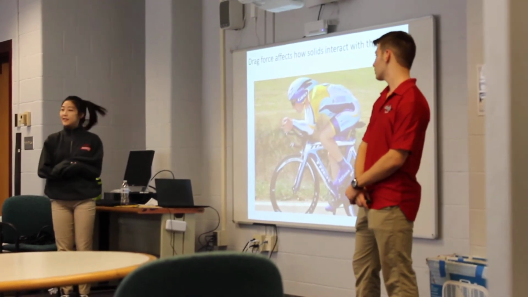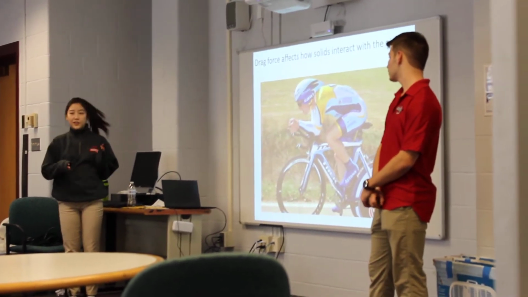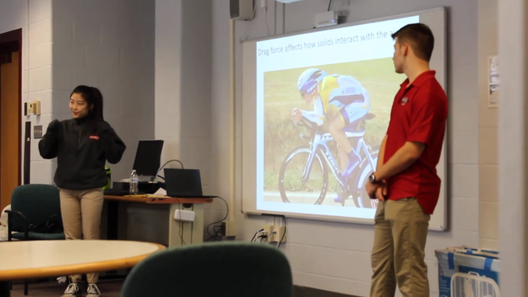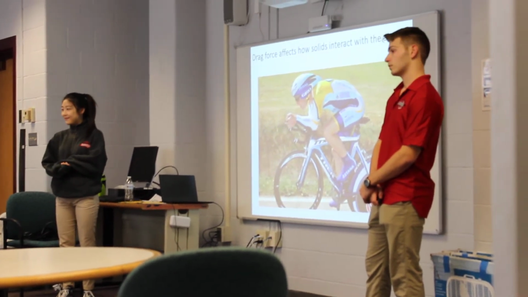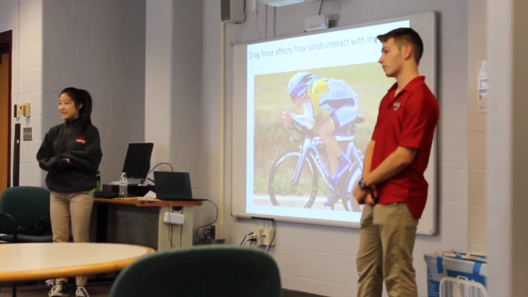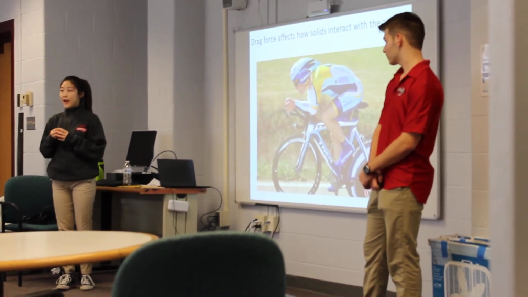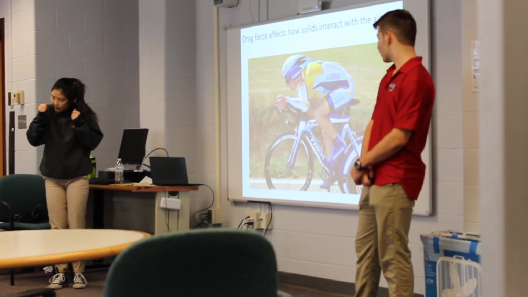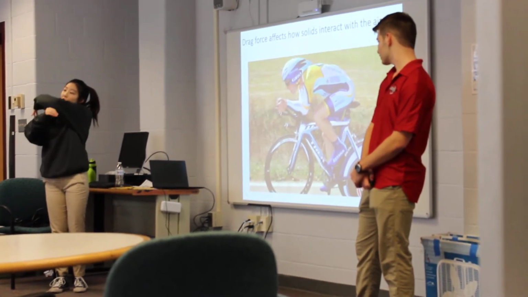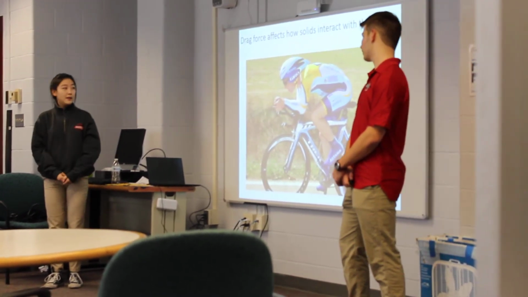So let's take a look at the cyclist. You can see that his helmet is shaped a little funny, and he's kind of hunched over. Do you guys know why? Yeah? So the air can flow over him. Exactly. He wants to create as little drag as possible, so he wants to make sure he's really condensed so that air can just flow right over him instead of stopping him.